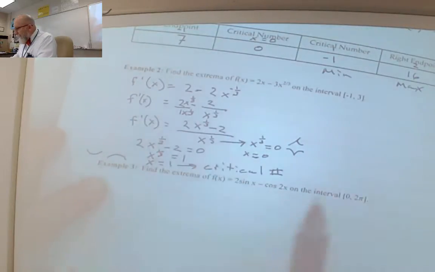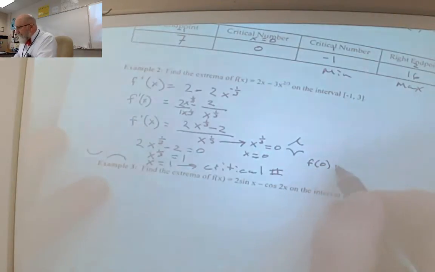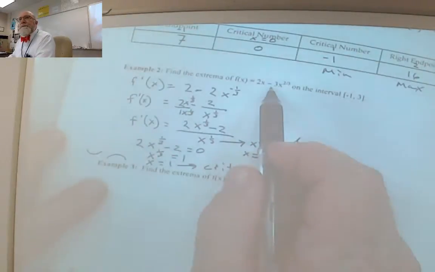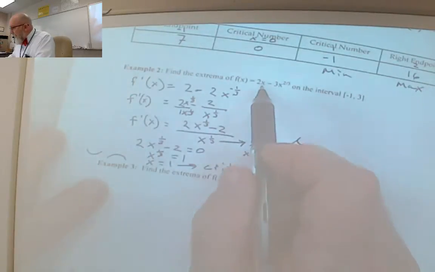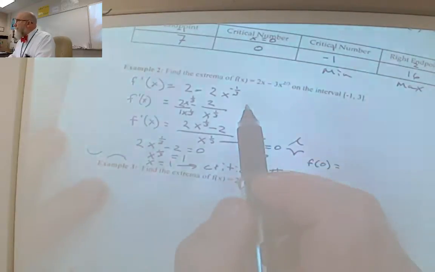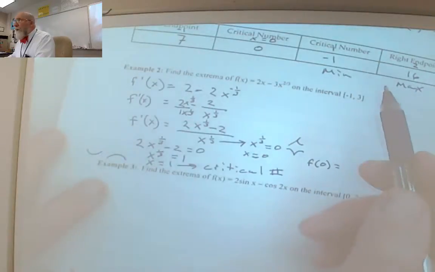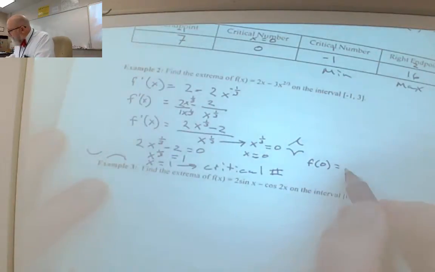So I have two critical numbers, x equals 0, x equals 1. I'm going to put x equals 0 into my function. Now, can I put 0 into here? Am I allowed to say 2 times 0 minus 3 times 0 to the 2/3 power? Am I allowed to do that? Yeah, there's nothing wrong with that. What do I get? 0. I put 1 into there.